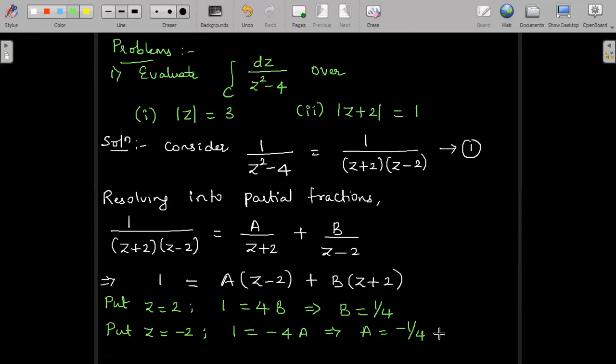Minus 1 by 4. Now we will substitute the constants a and b into the previous expression where we have resolved into partial fractions, and hence we can substitute into equation 1, where we had split the denominator into the product of linear factors.